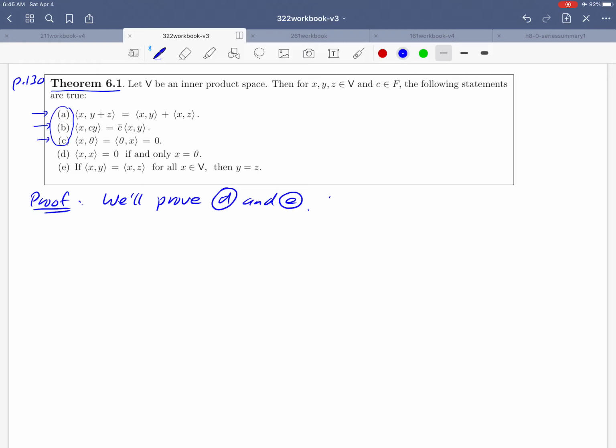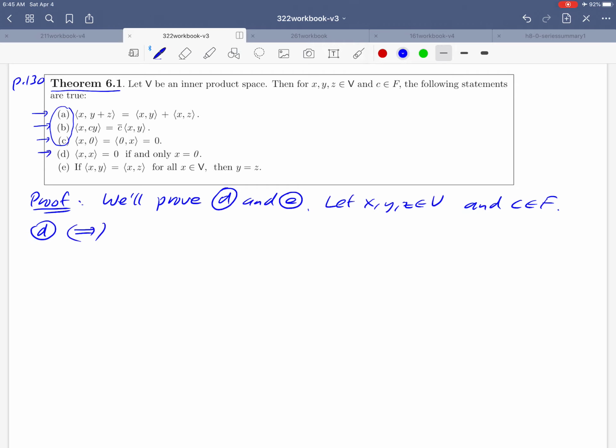All right, so let's start with some arbitrary vectors, x, y, and z, and a scalar. All right, so property D, notice that that's an if and only if statement. We would like to prove that the inner product of a vector with itself is the scalar 0 if and only if the vector is the 0 vector. Okay, so since that's an if and only if statement that we're trying to prove, we need to go in both directions. Let's start with the left to right implication.